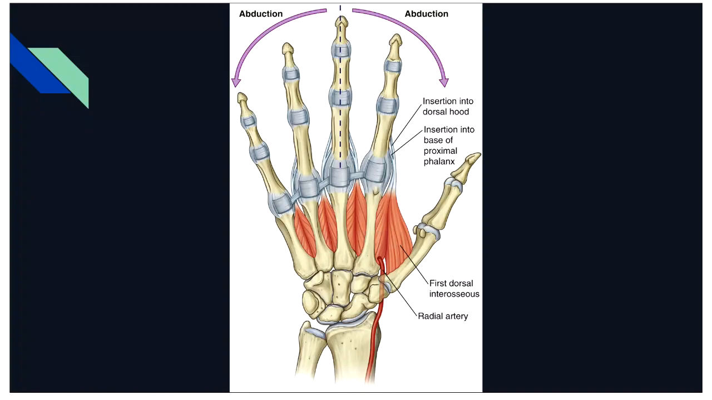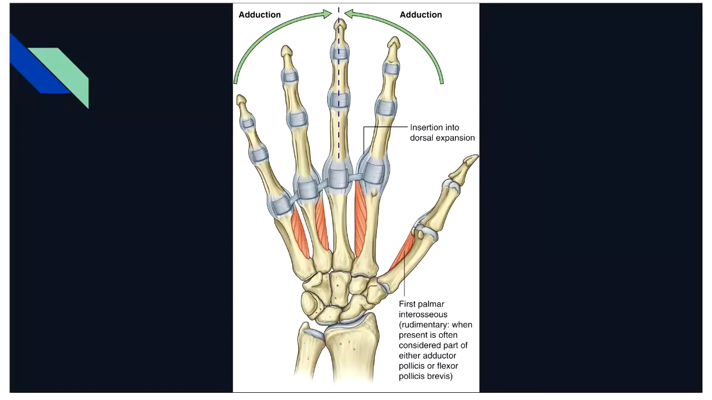Okay, good. Then you have your adductors, right? And where they insert is gonna be more medial, okay? Insertion into the dorsal medial region, right? And so they gave us this one. The first palmar interosseous, it says it's rudimentary, but when present is often considered part of either abductor pollicis or flexor pollicis brevis, okay? And those are the muscles of the thumb that we're talking about. So these are your adductors. These are your abductors, okay? Know those.